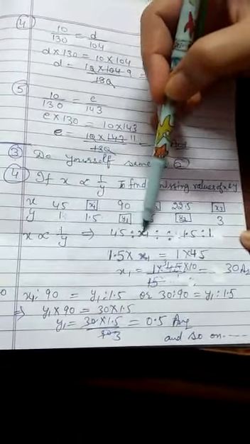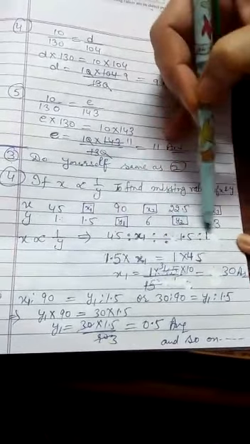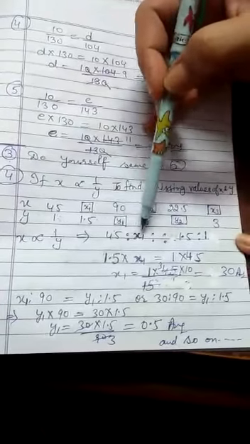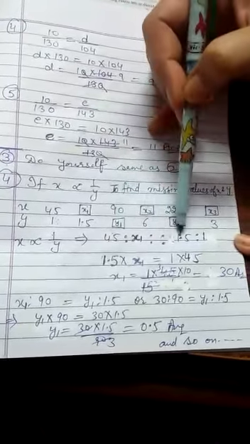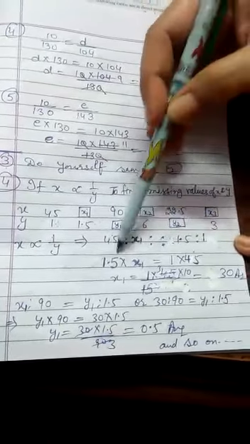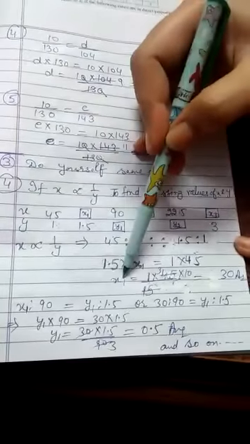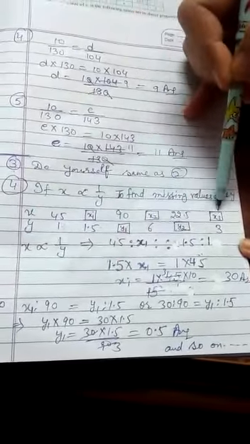45 ratio x1 is proportional to 1.5 ratio 1. You have to reverse the second ratio. So here again, first multiply last, second multiply third. Product of means is equal to product of extremes, and using the same formula you can find the value of x, and so on you can find all the unknown values.